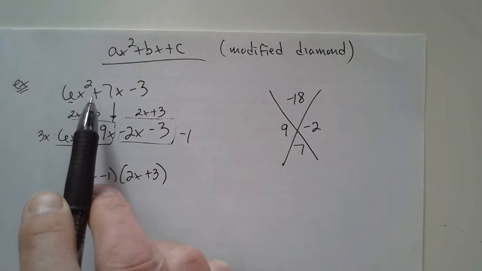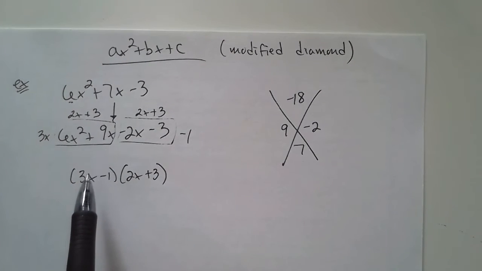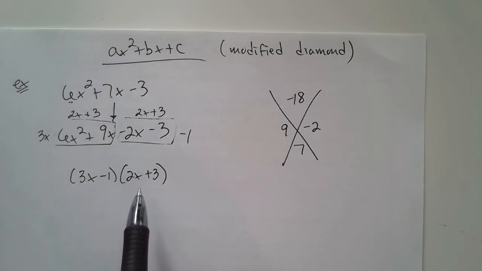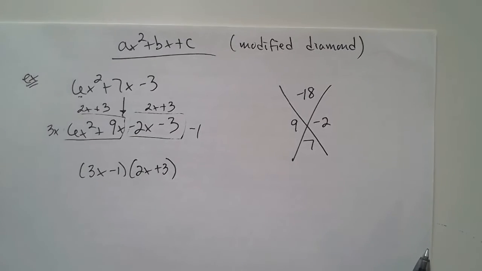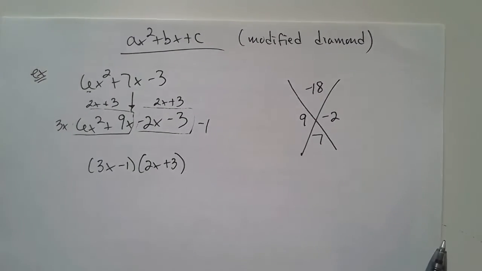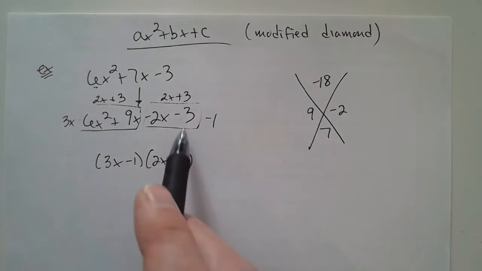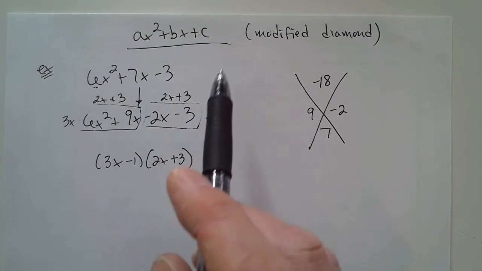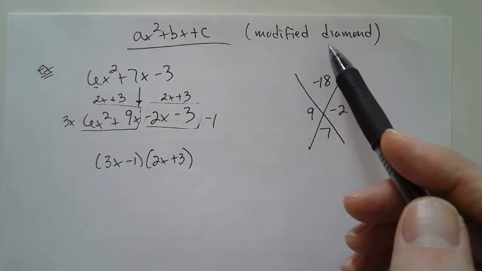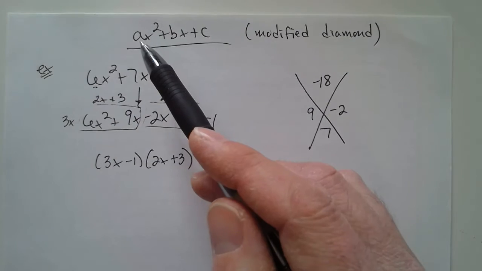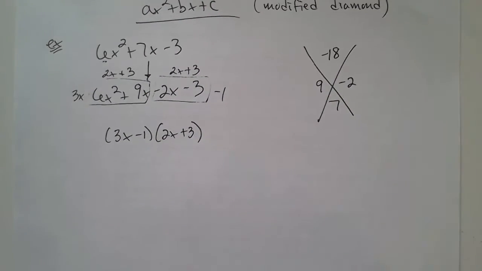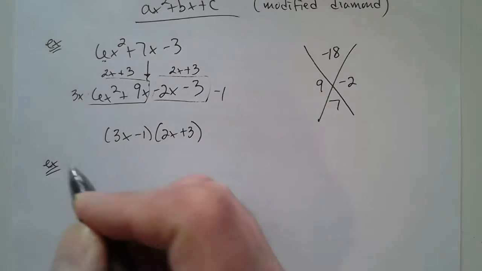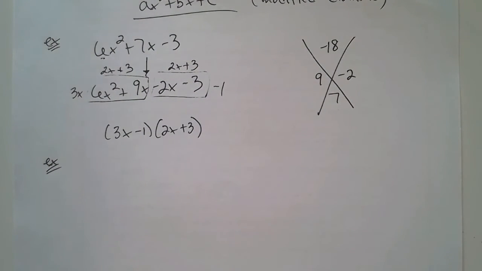Okay, so this trinomial factors to be 3x minus 1 times 2x plus 3. You could FOIL this and you'll get the original. It should work. Okay, so that was factoring by grouping and the modified diamond problem where there's a leading coefficient that's not 1. Maybe I'll do another example. Let me make one up here off the screen.